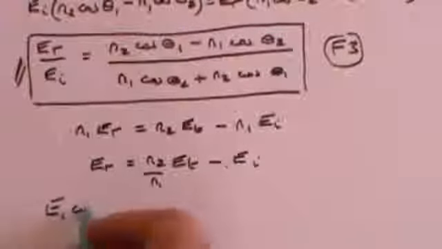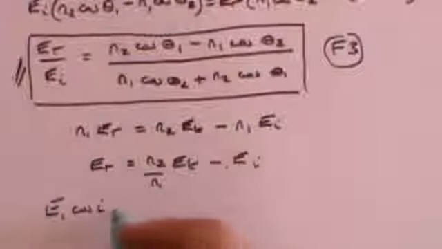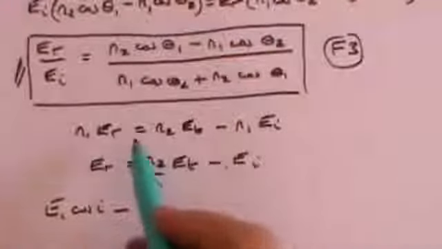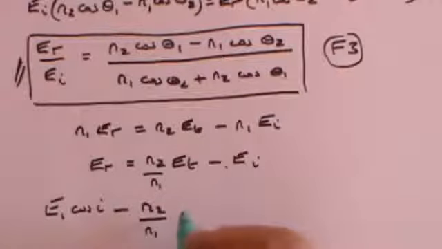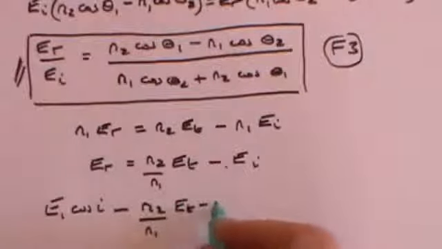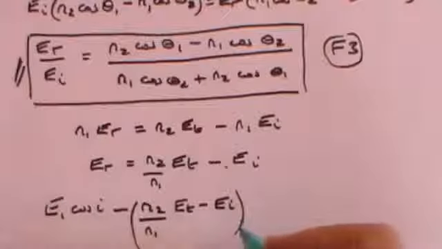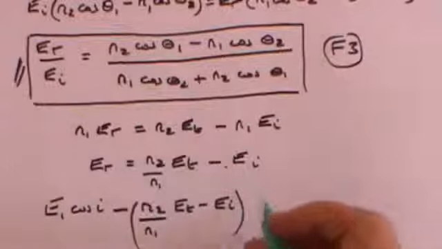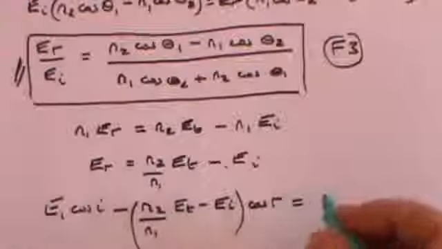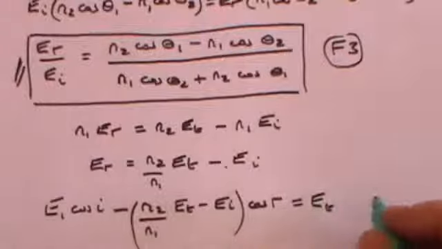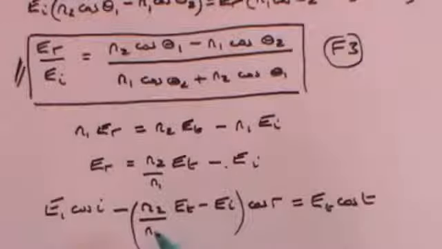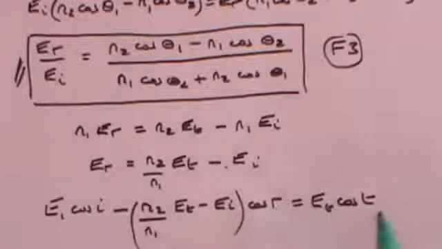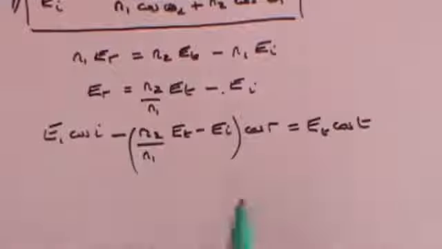EI cosine I minus, and now instead of ER, we're going to have this term here, so it's minus N2 over N1 ET minus EI, that's all ER, times the cosine of R, equals ET times the cosine of T. So in the next line, what we're going to do is to multiply through by N1 and change I and R to theta 1 and T to theta 2. So let's see if we can get that right.